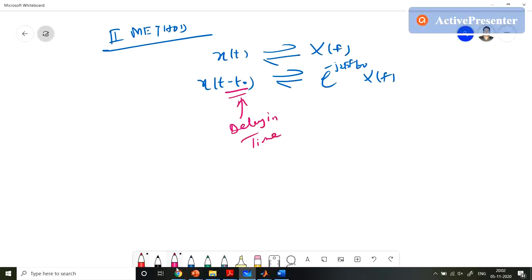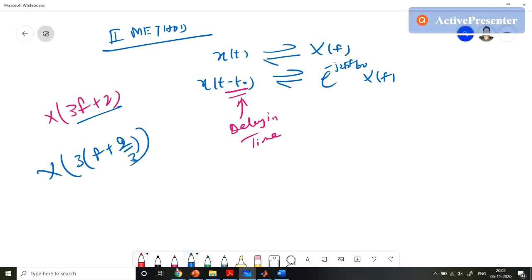This property is telling about the delay in time, but here we have delay because we need to find out X(3f plus 2). So here we have some delay as well as scaling, so it is written as X(3(f plus 2 by 3)). There is some delay, and after that we have some scaling also. So how to solve this problem? We can apply the property here.